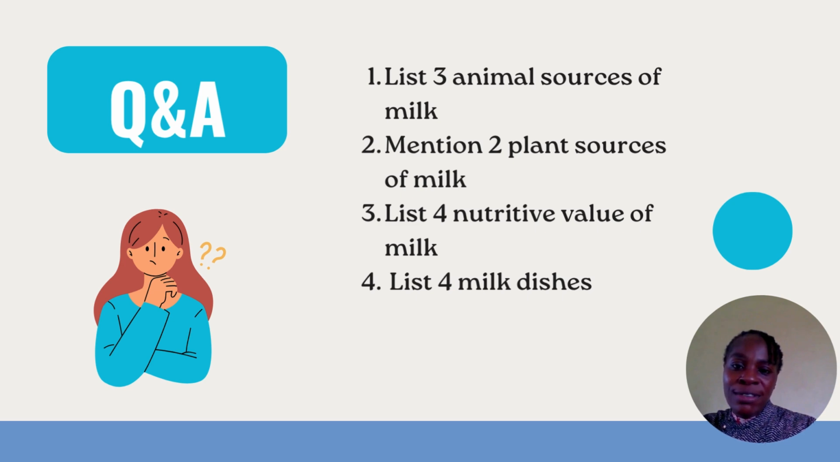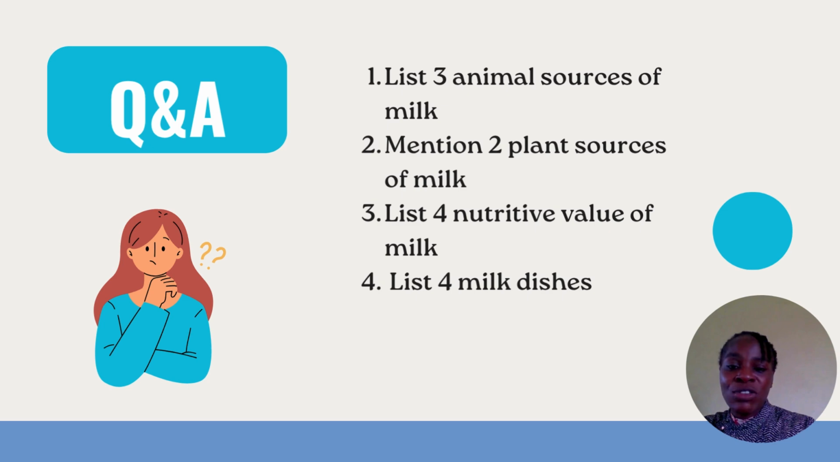Okay, so the second question says plant sources of milk, just mention two. Okay, we have soy milk and then almond milk. Okay, so let's have the nutritive value of milk. The nutrients found in milk, we have mineral elements, vitamins, protein, and carbohydrates.